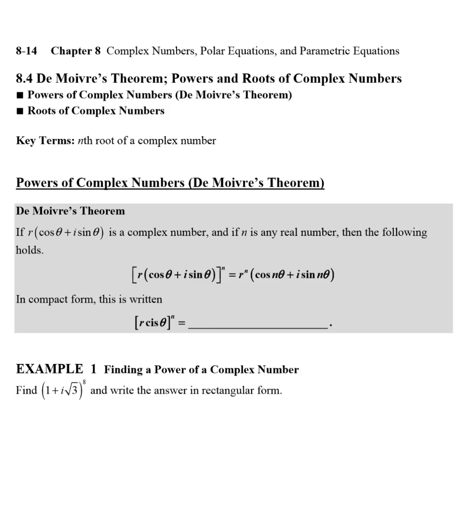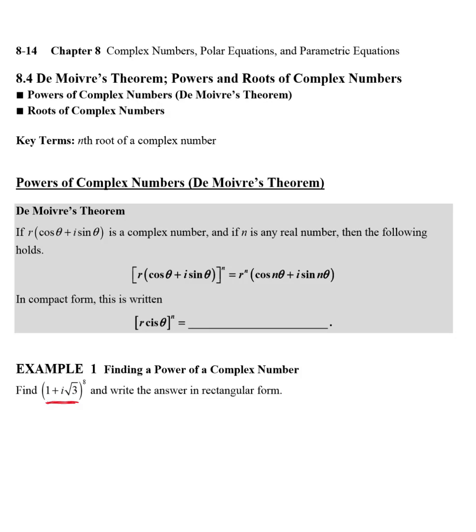This is section 8.4, and we're going to work with De Moivre's theorem and then the roots of complex numbers. A complex number, remember, can be written in the form a plus bi if it's in standard form. And let's look at example 1 for a minute. Do you see how we have 1 plus i root 3? So that's a complex number, and then it's to the power 8.